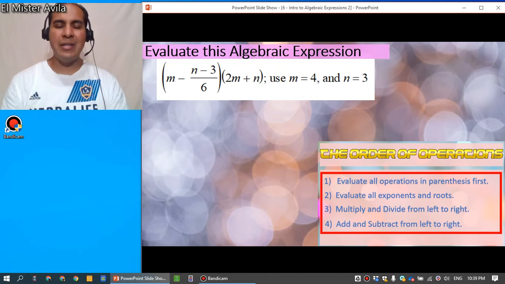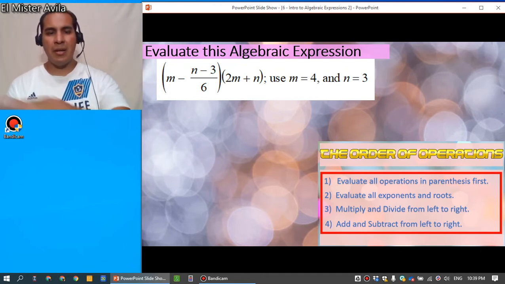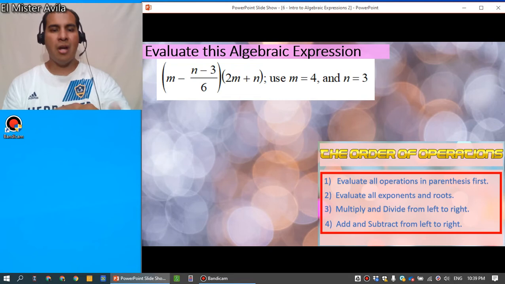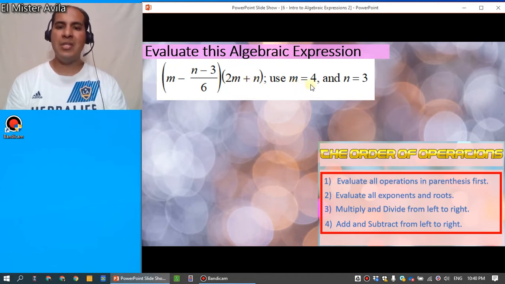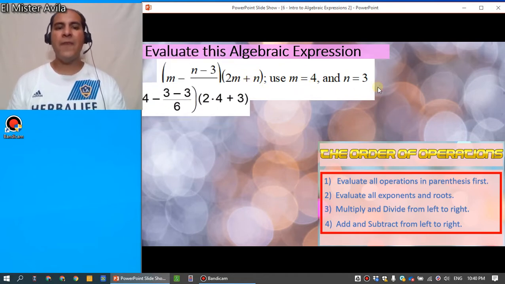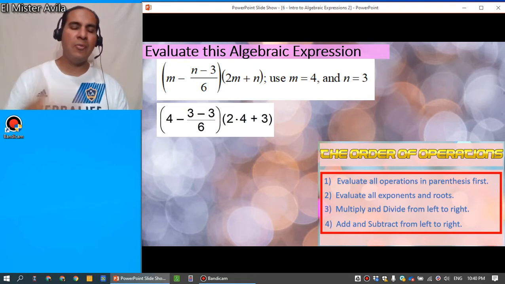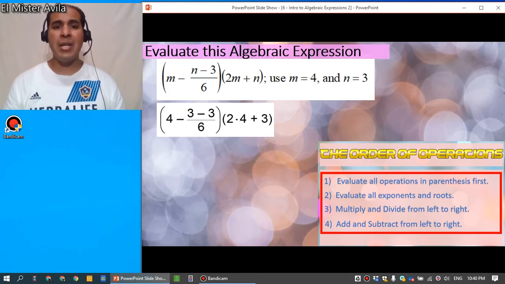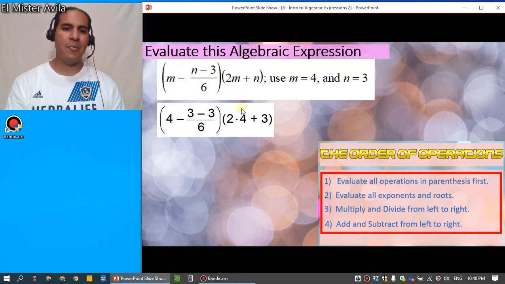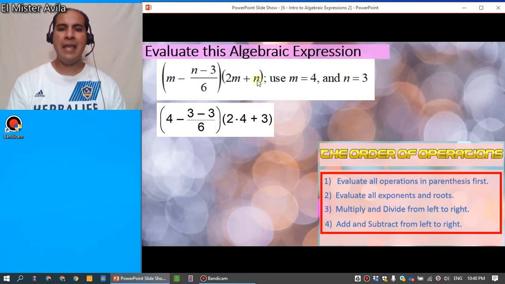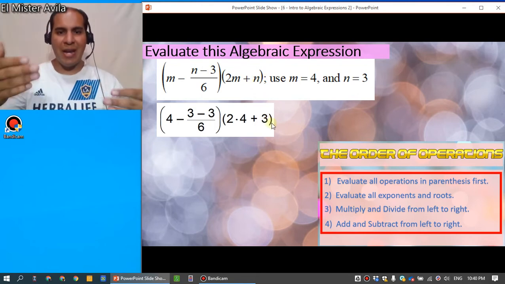So if we're going to evaluate this algebraic expression, it says m minus n minus 3 all over 6 times, notice here we have a multiplication, 2 times m plus n. And we're going to use m is equal to 4 and n is equal to 3. And if you followed along well in the previous video, you should see what happened in this step. Although it's a complicated expression, all we did was replace the values for the variables. M was replaced with 4, this m was replaced with 4. Notice that the n is equal to 3, so this n was replaced with 3, and this n was replaced with 3. Everything else was brought down directly.